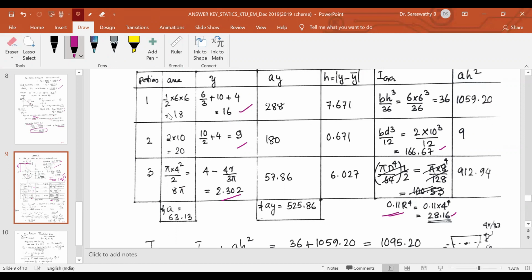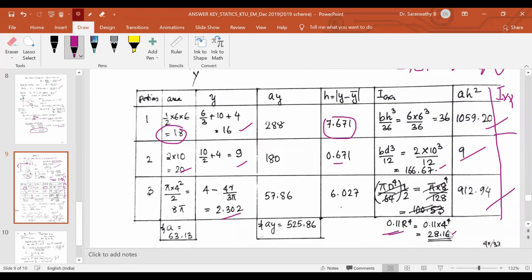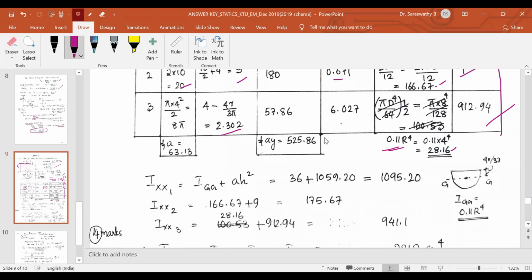AH square, A is here, 18. H is here. So you can write AH square. This is A, this is H. Since I have not space here, otherwise we can put a row here also, a column here. Here itself we can write IXX. IXX is nothing but IgG plus AH square. Add these two together and write here. Write this one and this, add together and write in the next column. Since the space was not there, I have written it separately.